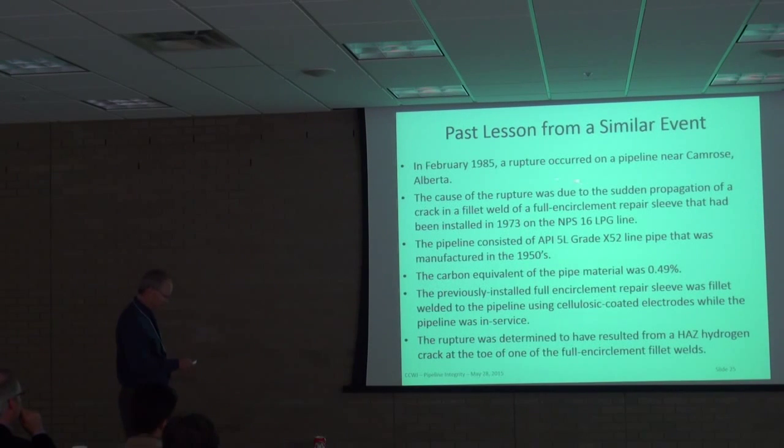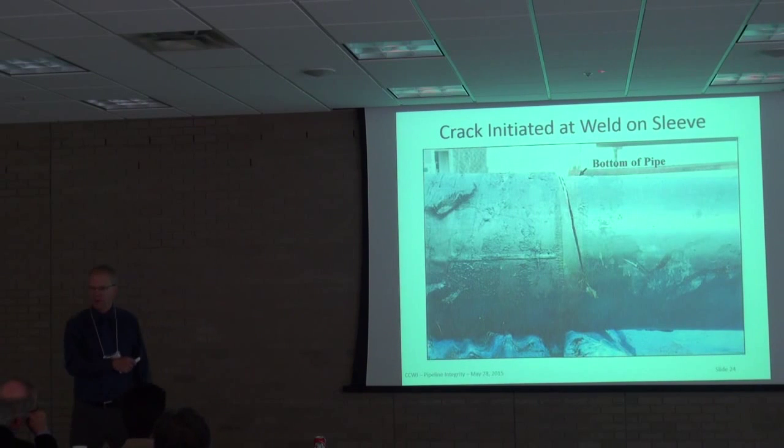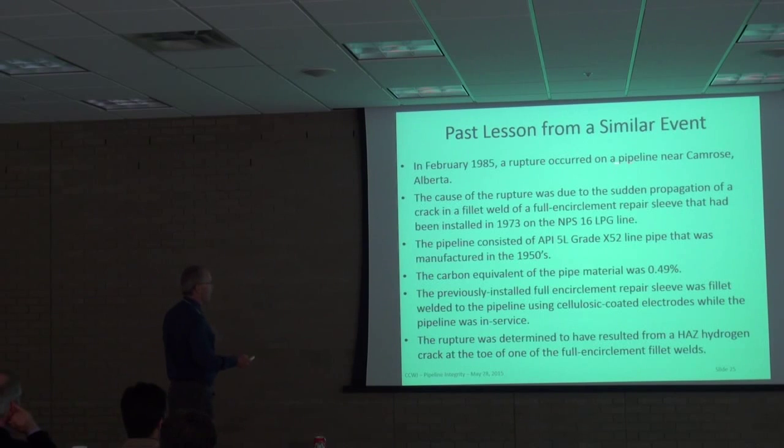So this failure happened in 2010, but it wasn't the first time this had happened. Back in 1985, a big rupture occurred near Camrose. The cause of the rupture was the sudden propagation of a crack in a fillet weld on a full encirclement repair sleeve, exactly the same as the sleeve you saw. It had been installed in 1973 on the 6-inch LPG line. The pipeline was X52, manufactured in the 1950s, but the carbon equivalent was really high, 0.49.